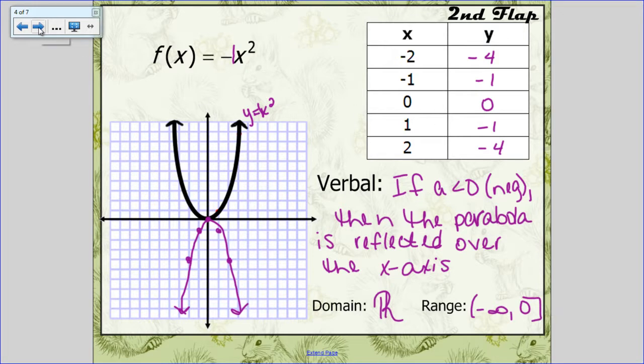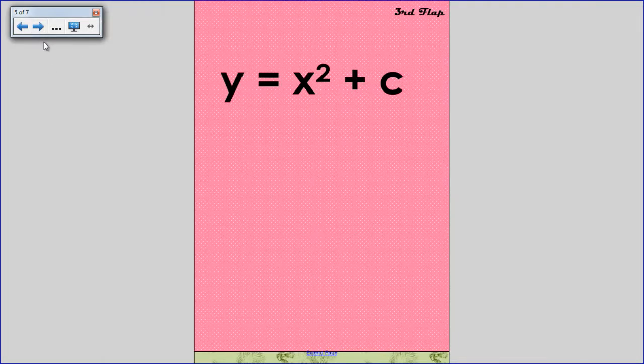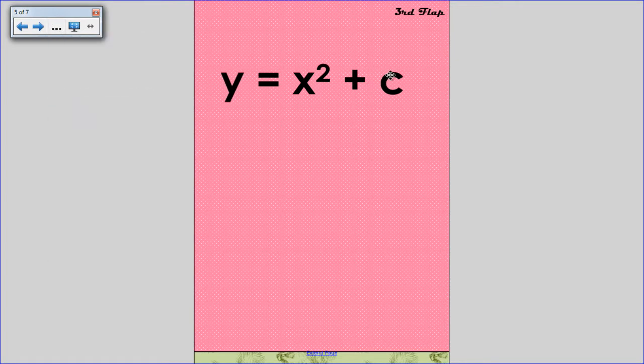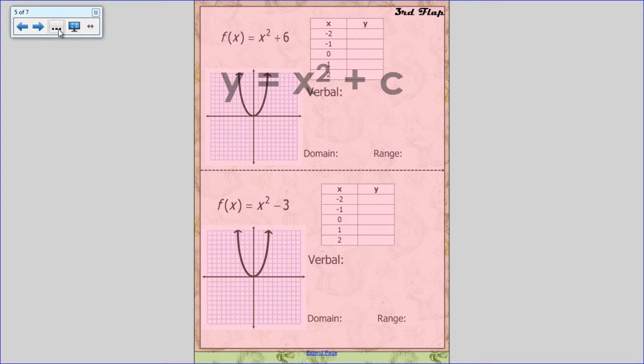So now let's look at the third flap. Now we're going to talk about x squared plus c. So now I'm not going to change the number in front of the x squared, so I'm not changing the width of my parabola at all. What I'm going to change is a number being added or subtracted to the x squared, which does something entirely different.